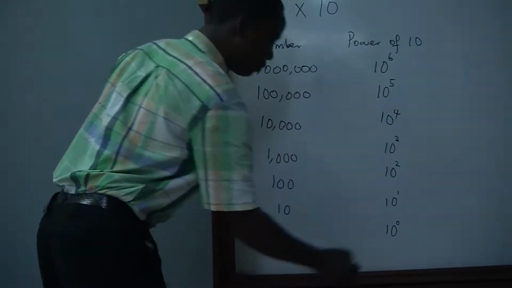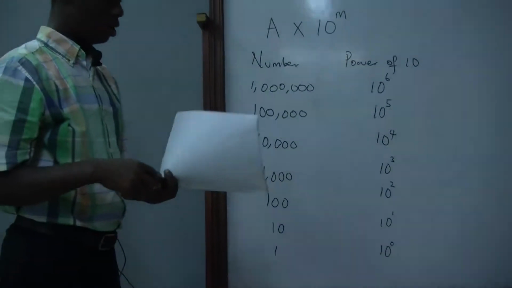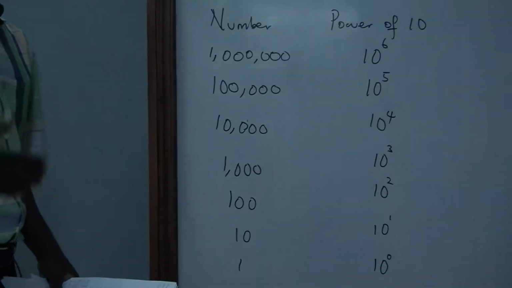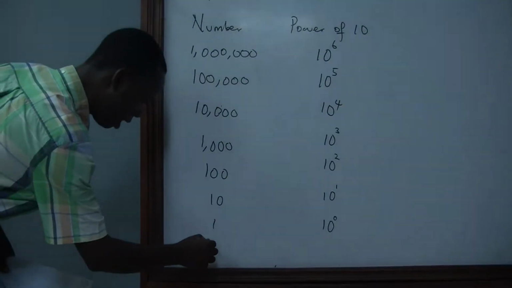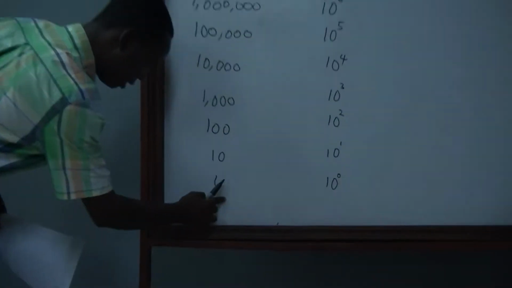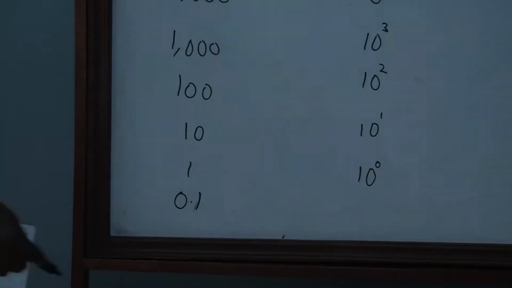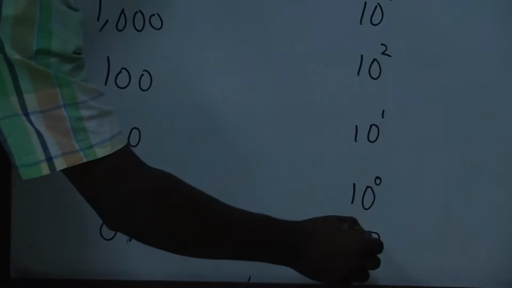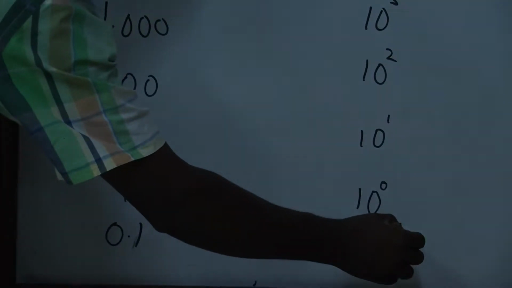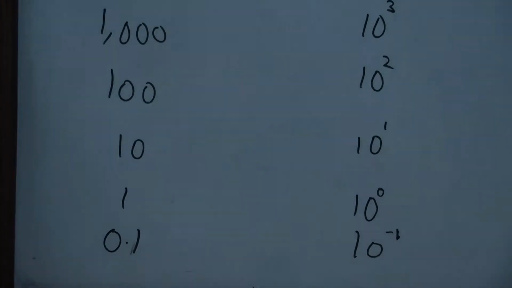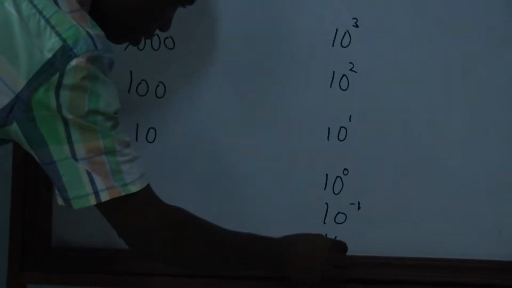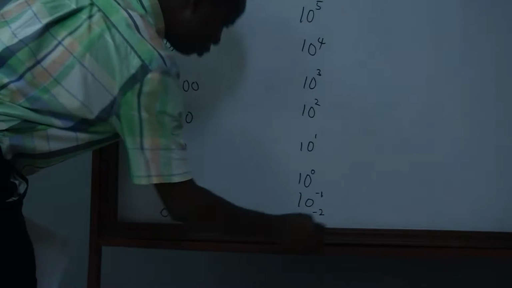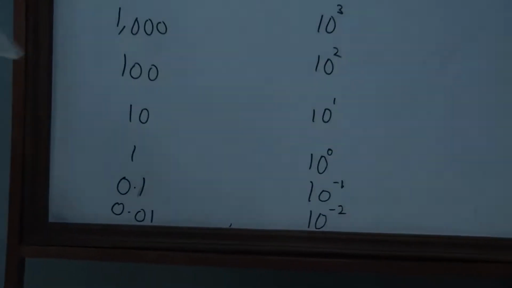From our last class, we know that any number raised to the power of 0 equals 1. Also, if we have a number less than 1, 0.1, this is 10 raised to the power of negative 1. 0.01 is 10 raised to the power of negative 2, and so on and so forth. We will be needing this.